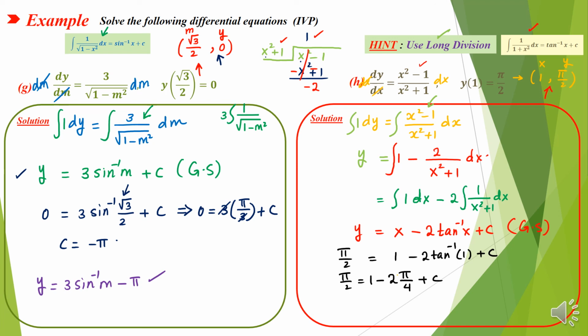Now 2 times pi over 4 equals pi over 2. Move everything to the left hand side. You will get c equals pi over 2 plus pi over 2 minus 1. Pi over 2 plus pi over 2 is pi, so c equals pi minus 1. So this is the value of c. Now you have to find the particular solution for the given differential equation. It will be the same as the general solution, but you have to plug in the value of c. So y equals x minus 2 tan inverse of x plus pi minus 1.